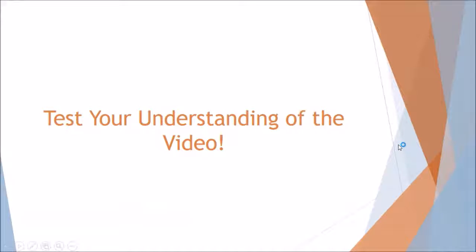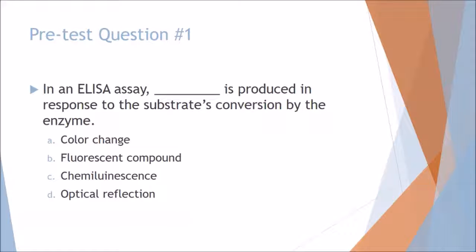So now let's test your knowledge after watching that video. Question number 1, in an ELISA assay, what is produced in response to the substrate's conversion by the enzyme? A, color change, B, fluorescent compound, C, chemoluminescence, or D, optical reflection. And the correct answer is color change.